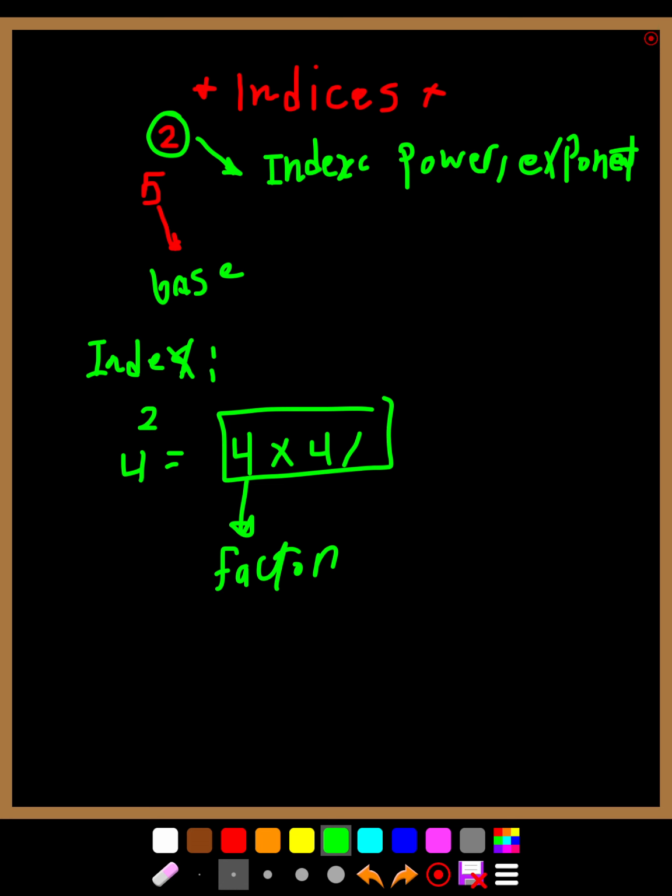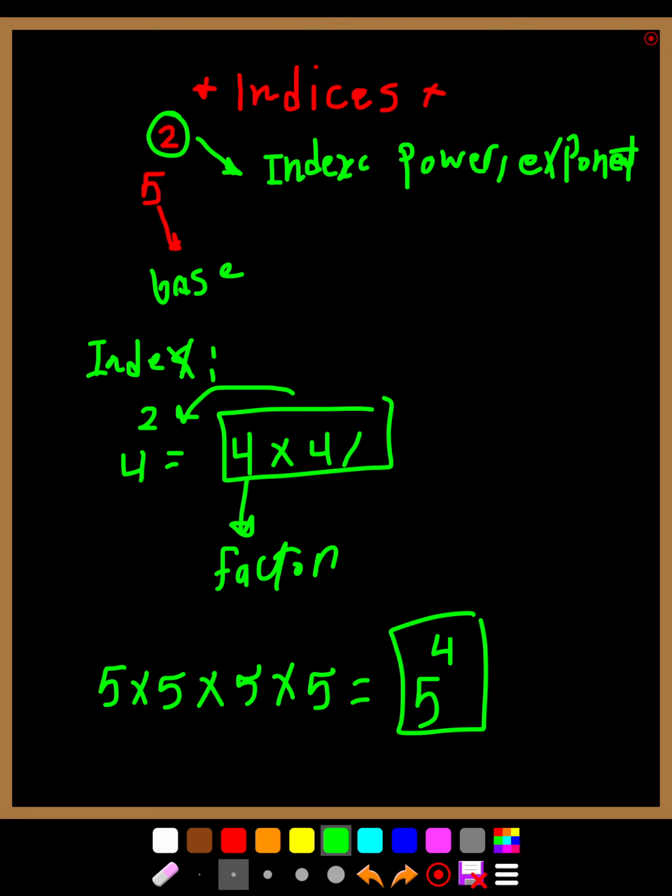And the opposite is also correct. For example, if you have 5 times 5 times 5 times 5 and we want to write this as an index, we keep the 5 and ask how many times the 5 is multiplied by itself. 1 2 3 4, so we put here 4. We call this 5 power 4, or 5 raised to 4.